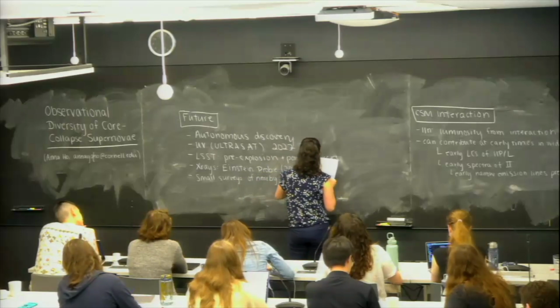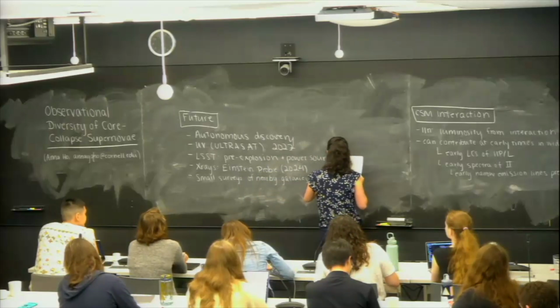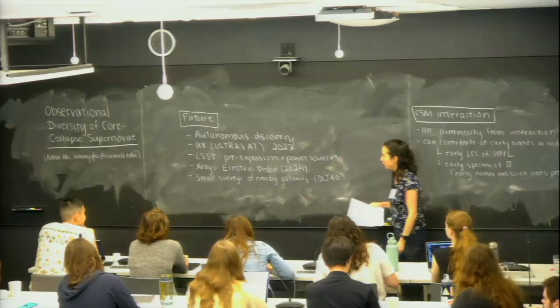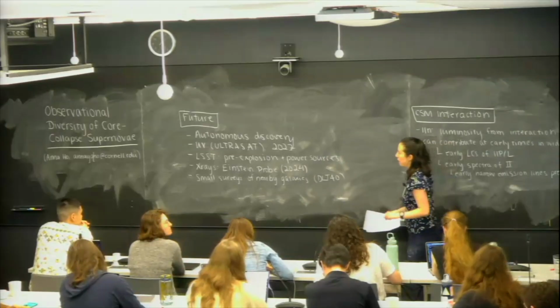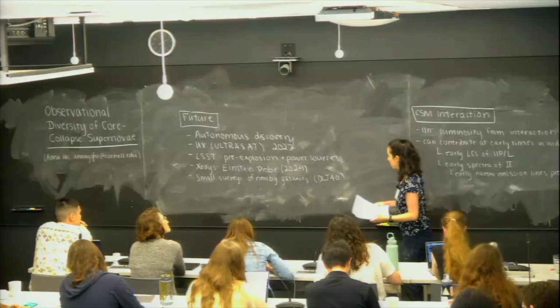You can look up DLT40 for an example of that kind of thing, because there's a lot of value in finding the most nearby supernovae as early as possible.